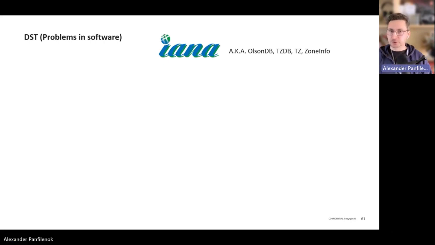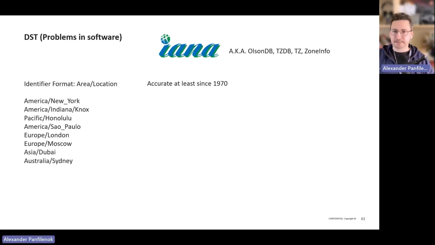The first you should know about is the IANA time zone database, also known as Olson database or TZDB or TZ or Tzinfo. It is accurate since the 1970s, and it also has history of time zone changes down to the 1800s. The identifier in the database looks like area/location. For example, America/New_York. Usually an identifier has two pieces, but sometimes it has three.